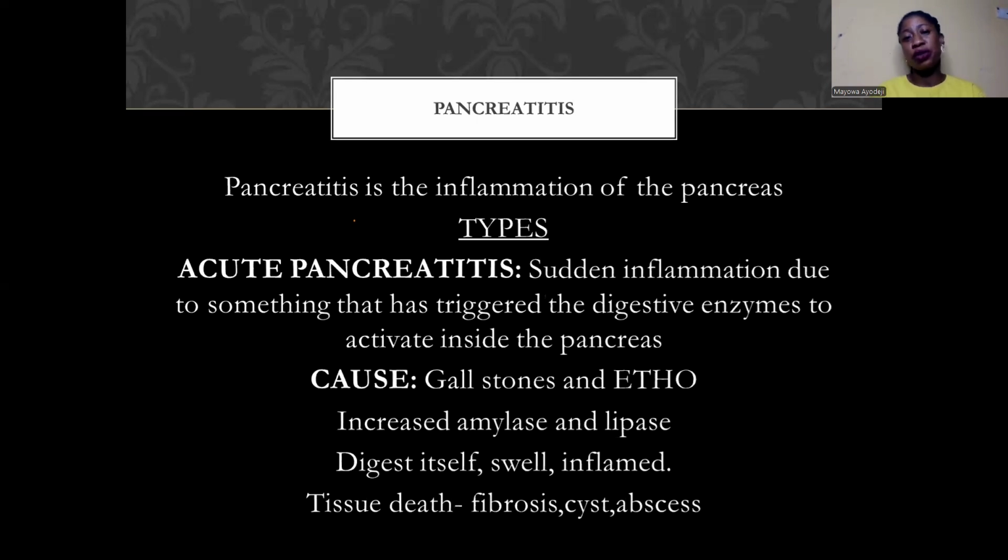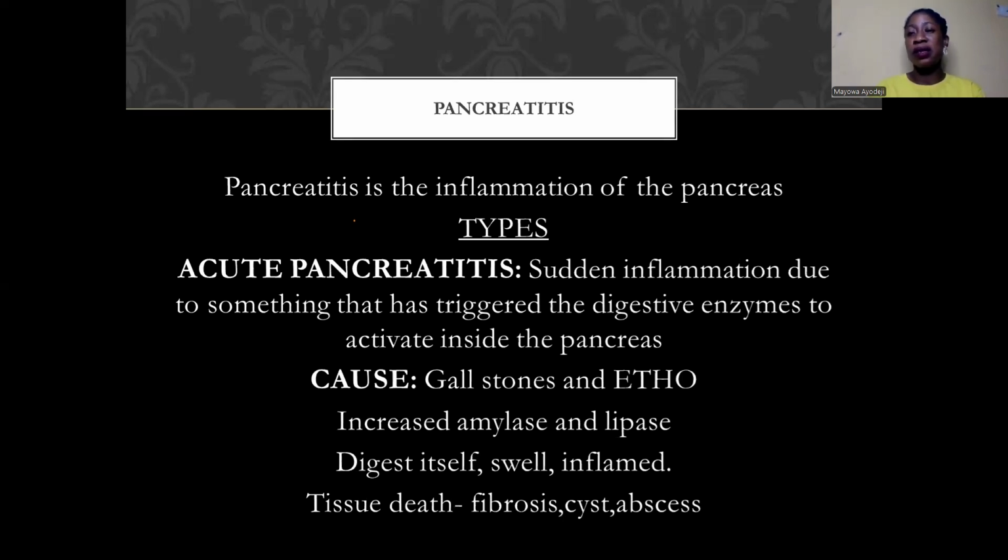Now let's go to the definition of pancreatitis. Pancreatitis is the inflammation of the pancreas, and we have 2 types majorly. We have the acute pancreatitis. From the word acute, we know that this is sudden inflammation. It is occurring suddenly. And this is very common in patients that take alcohol a lot. And the major causes are gallstone and alcohol.